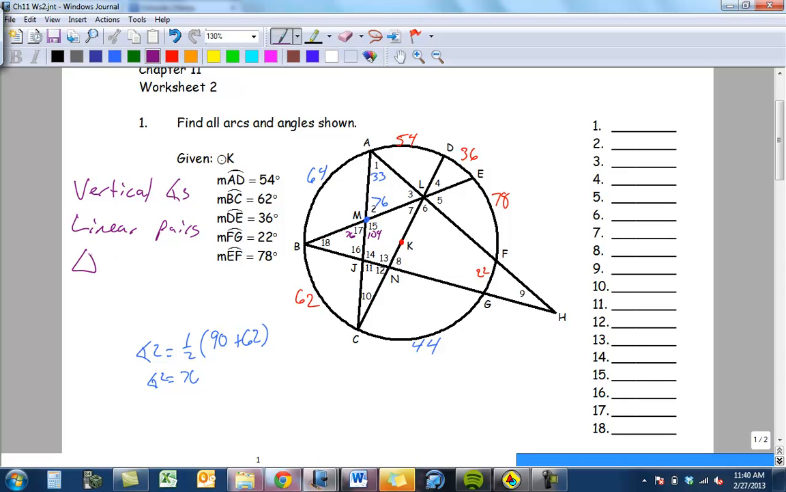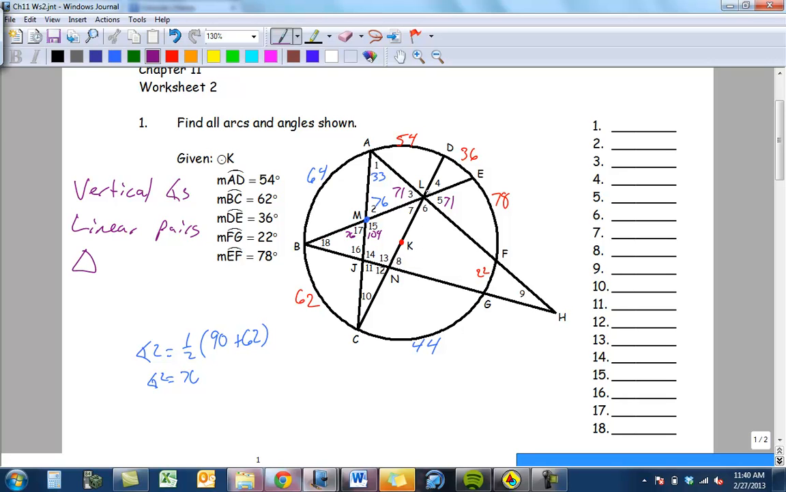Also, don't forget triangles. Look at the triangle with 1 and 2. 33 plus 76 is 109. So what's left for angle 3? 71. And once again, look for verticals. This line and this line makes angle 5 vertical. 71.